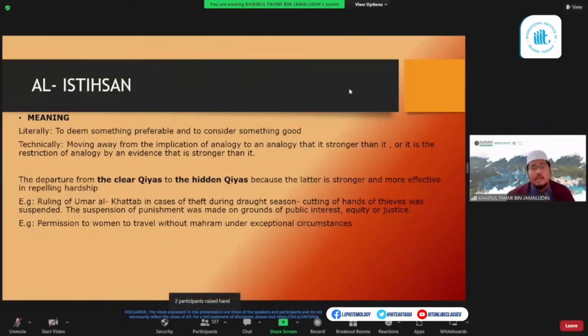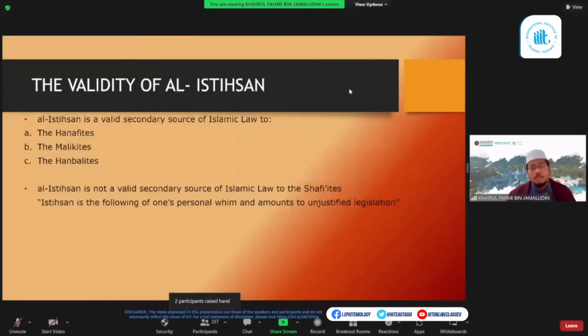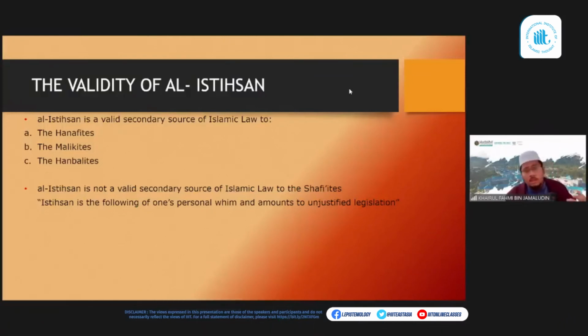Validity of istihsan: it is a valid secondary source of Islamic law according to the Hanafis, Malikis, and Hanbalis. It is not a valid secondary source according to the Shafi'is, who reject istihsan. Of course, this is the mutaqaddimin, the early Shafi'is, because right now I believe the contemporary Shafi'is have already accepted istihsan as a valid source of Islamic law. And we have this very famous saying of Imam Shafi'i: istihsan is the following of one's personal whim and unjustified legislation. Man istahsana faqad shara'a.